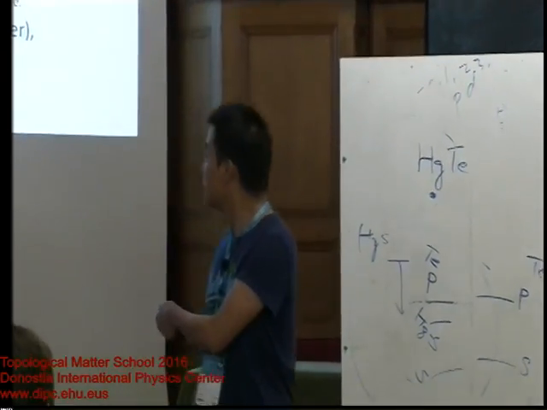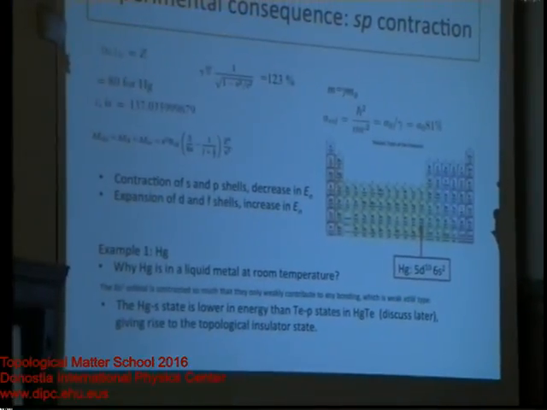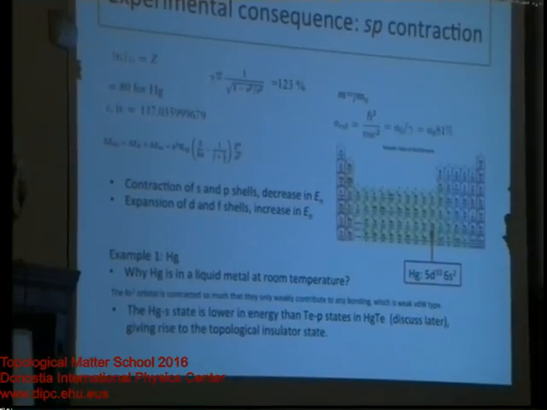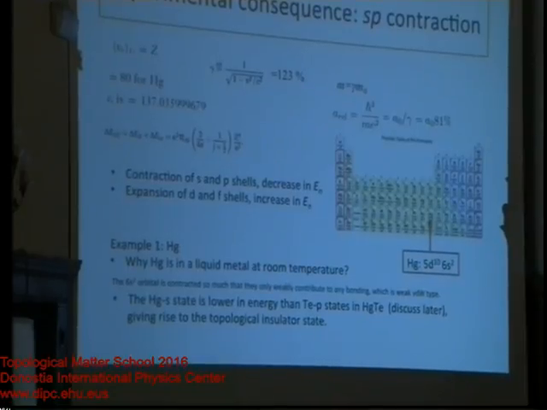And later I will mention, this is also one reason why mercury telluride was discovered as the first topological insulator. It's mainly because of such a special band structure, the relativistic effect. But I will talk about the details tomorrow.